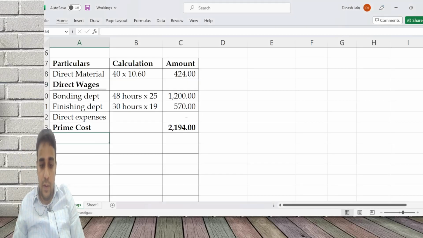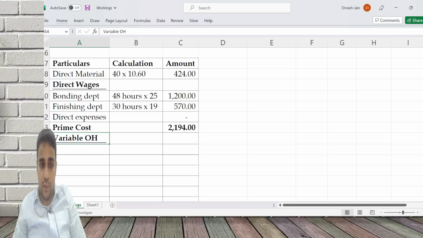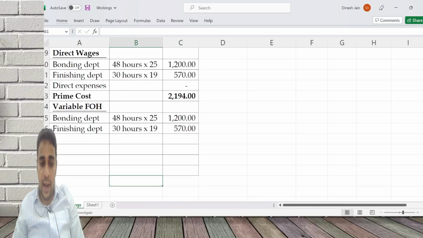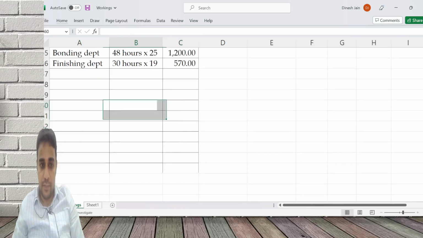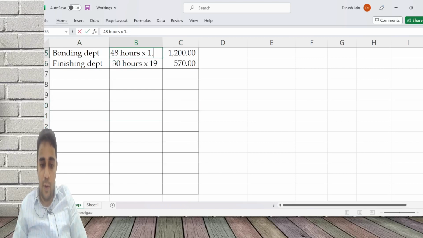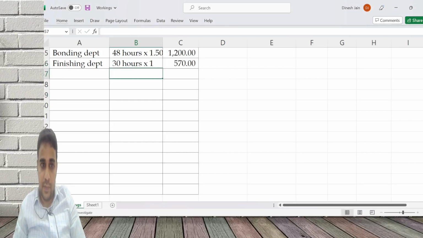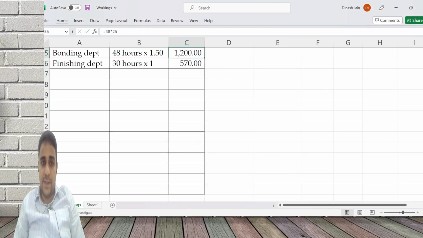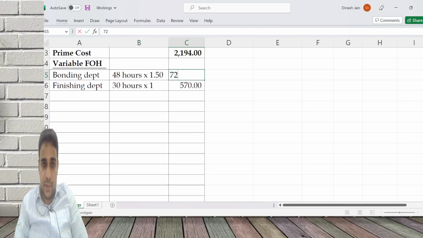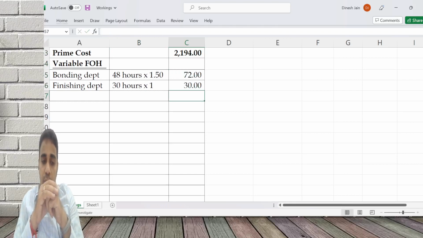So variable overhead, I'm assuming this is factory overhead. Bonding and finishing. Bonding is 1 rupee 50 paise and finishing is 1 rupee. 48 into 1.5, 30 into 1.